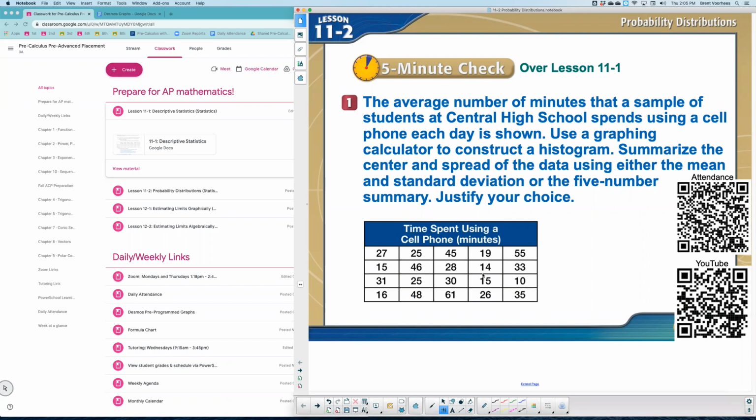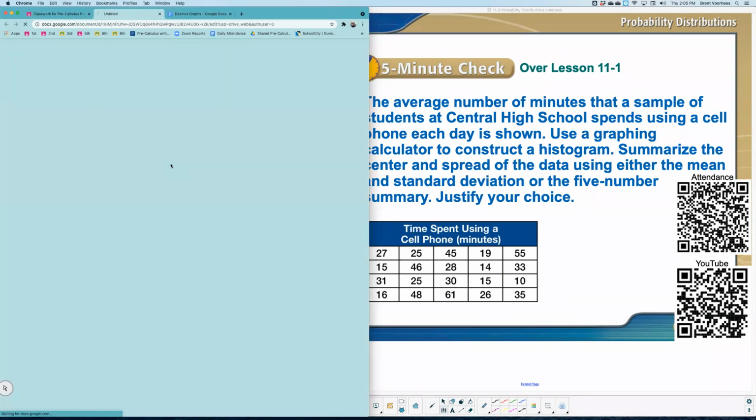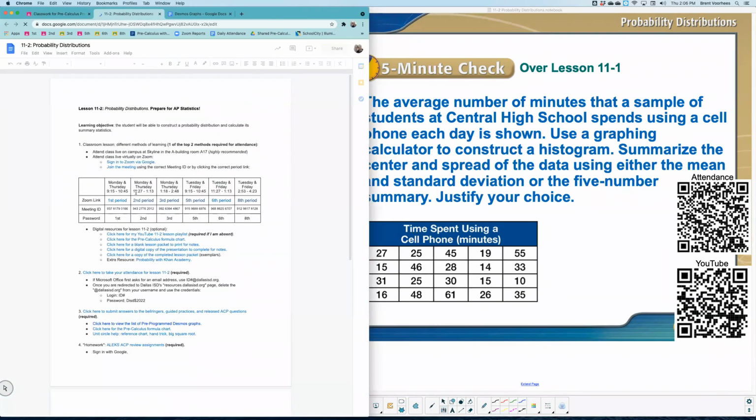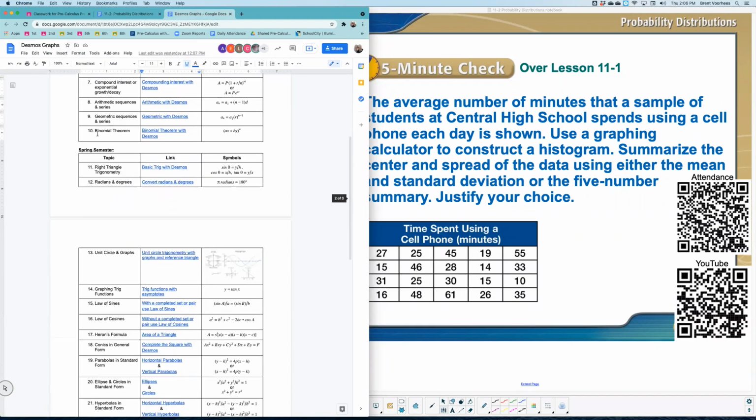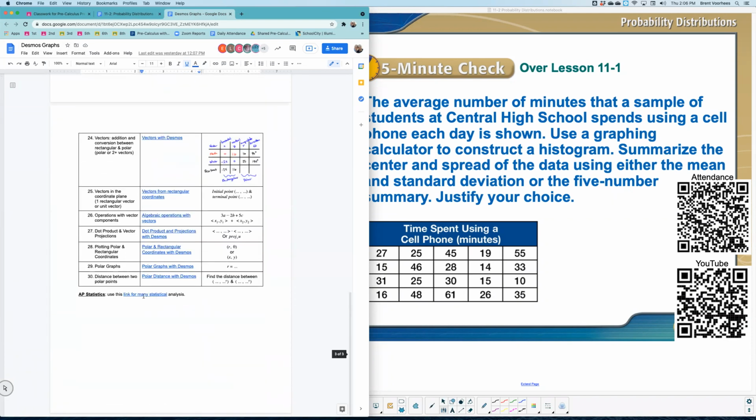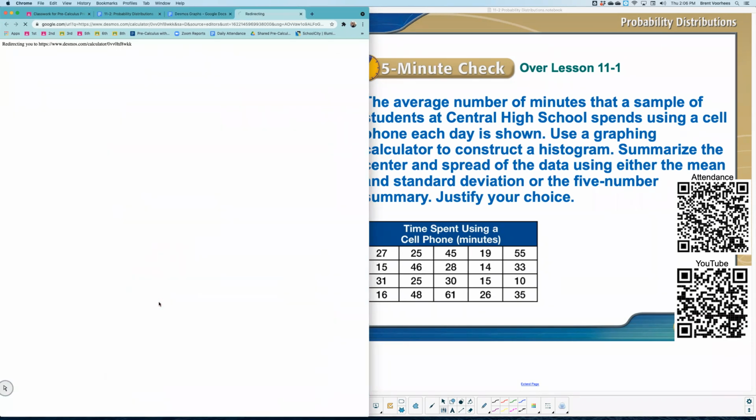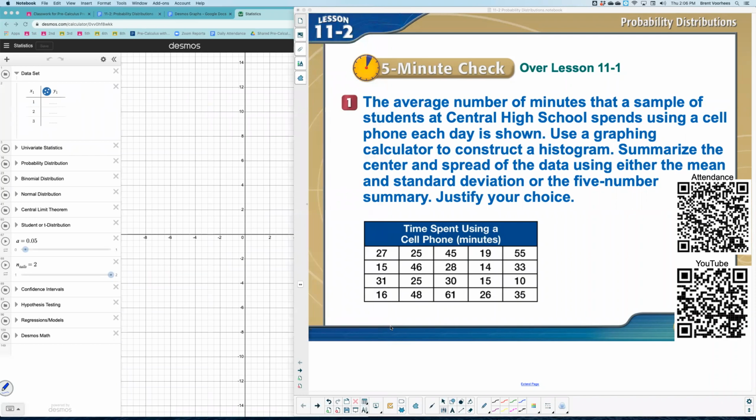To help us out, before I actually read through this whole problem, I'm going to open up lesson 11.2, and specifically the pre-programmed graphs of calculators. I already have that open right here. From this link, I'm going to scroll down to AP Statistics and open this Desmos calculator that we'll be using throughout chapter 11.